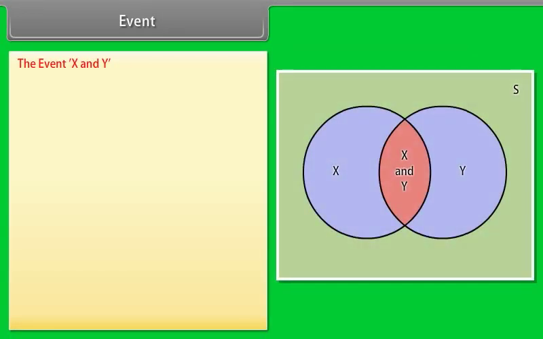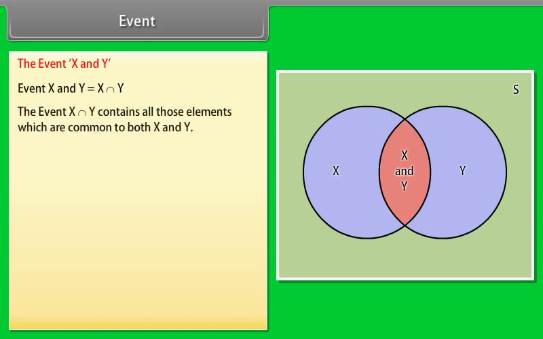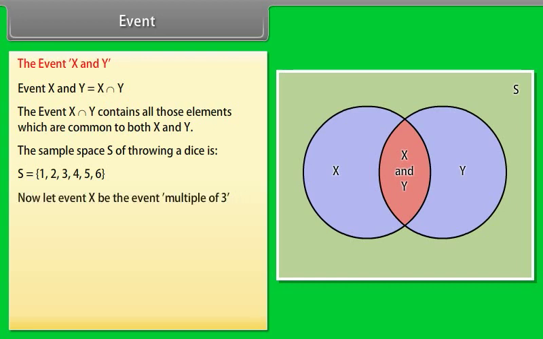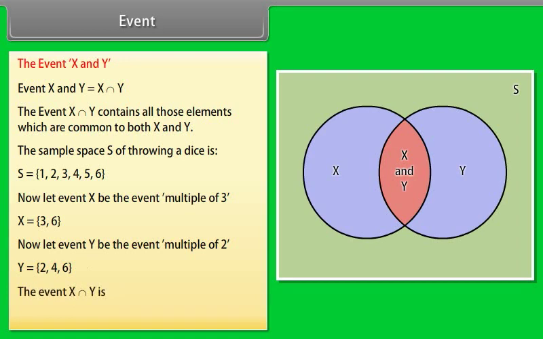The event X and Y is equal to X intersection Y. The event X intersection Y contains all those elements which are common to both X and Y. To understand it, let's take an example. The sample space S of throwing a dice is S = {1, 2, 3, 4, 5, 6}. Let event X be the event multiple of 3. X = {3, 6}. Let event Y be the event multiple of 2. Y = {2, 4, 6}. The event X intersection Y = {6}.